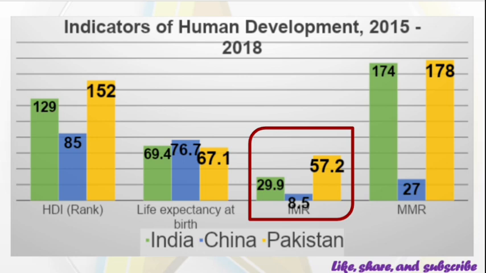IMR, that is infant mortality rate, the incidence of newborns dying before celebrating their first birthday. India's infant mortality rate was 29.9 per 1,000 live births. China's infant mortality rate was 8.5 and Pakistan's was 57.2.